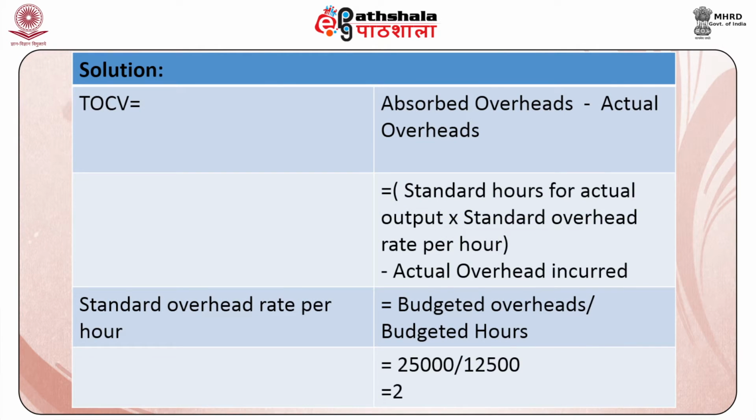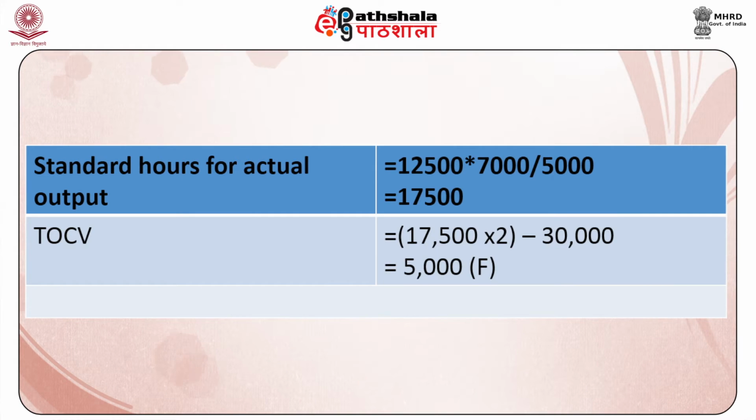TOCV is equal to absorbed overheads minus actual overheads, or standard hours for actual output into standard overhead rate per hour minus actual overheads incurred. Standard overhead rate per hour is equal to budgeted overheads upon budgeted hours. Substituting the figures, we get 25,000 upon 12,500, that is 2. Standard hours for actual output are equal to, substituting the figures, 12,500 upon 5,000 into 7,000, that comes to 17,500. TOCV will now be equal to 17,500 into 2 minus 30,000, which is 5,000, that is favorable variance.